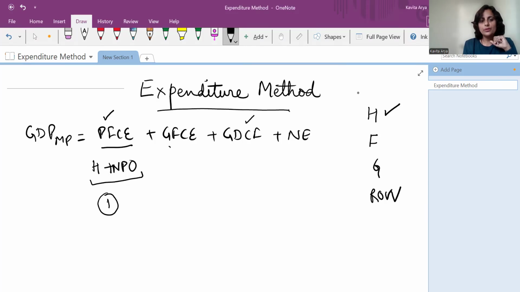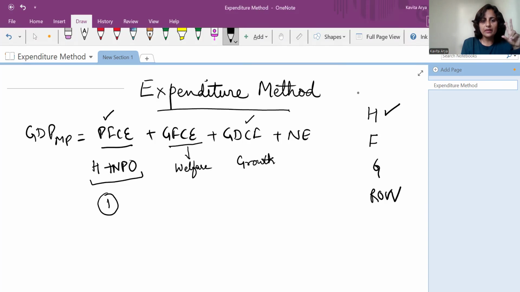Now let's talk about the government final consumption expenditure. Before going further, let's understand that government has primarily two functions. One function relates to welfare and one function relates to growth. So the growth of the economy and the country is also the function of government, as well as the welfare.